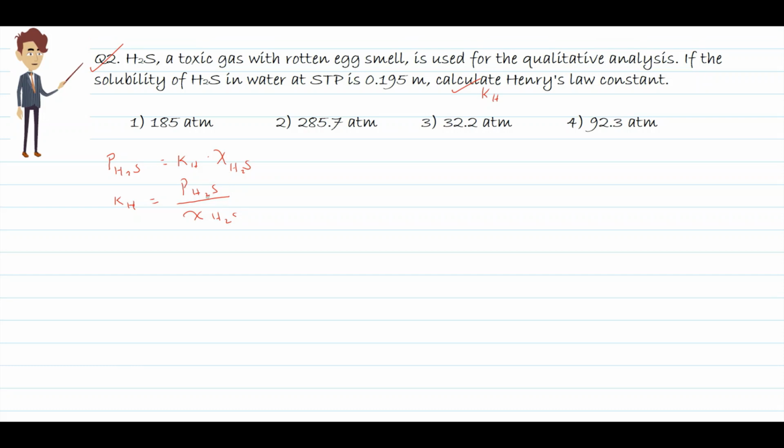Then the partial pressure of hydrogen sulfide is directly given here. At STP, the partial pressure of hydrogen sulfide is taken as 1 atmosphere. So the numerator is known. Then the denominator means the mole fraction of hydrogen sulfide. How is it obtained? Mole fraction of hydrogen sulfide is equal to number of moles of hydrogen sulfide by number of moles of water plus number of moles of hydrogen sulfide.